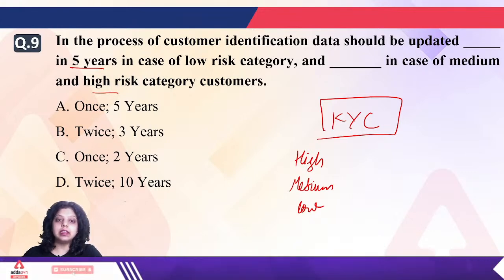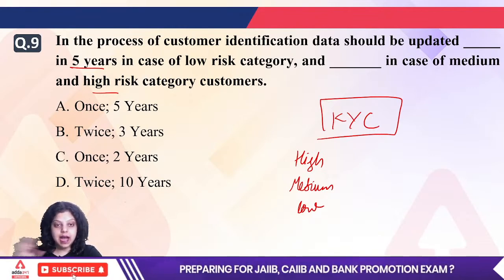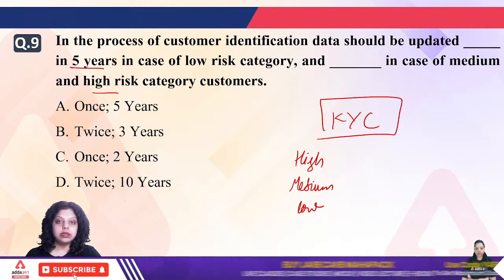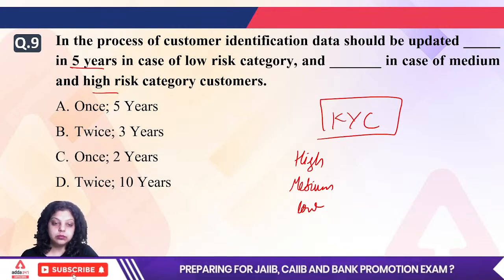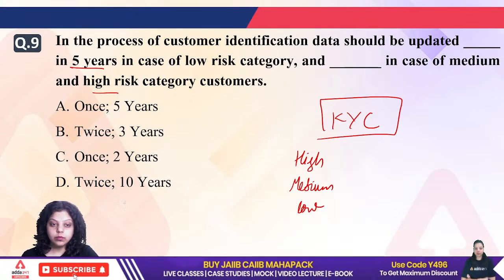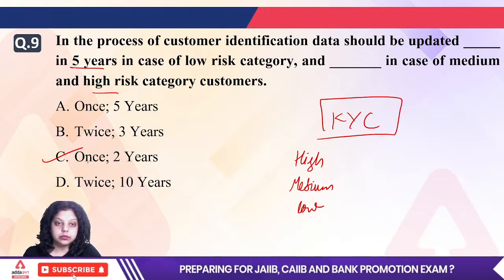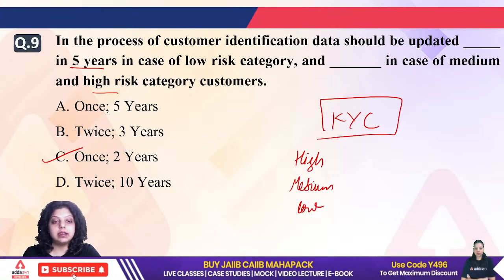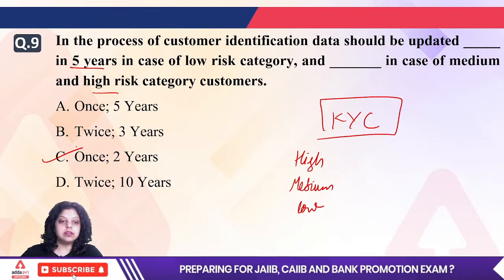So the first is asking that in the process of customer identification, the data should be updated dash in 5 years. How many times in 5 years? Once or twice in case of low risk category, and dash in case of medium and high risk category customer. So the right answer will be once and 2 years. Once in 5 years, and every 2 years in case of medium and high risk customers. So the customer identification data should be updated accordingly. The right answer will be C.